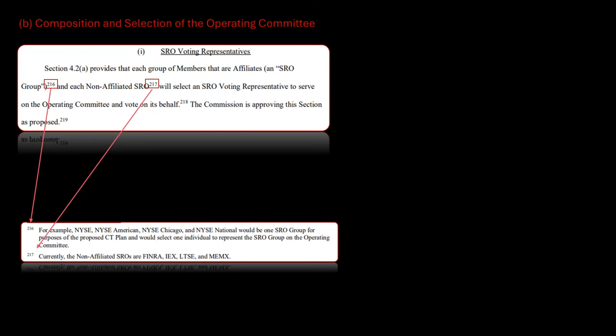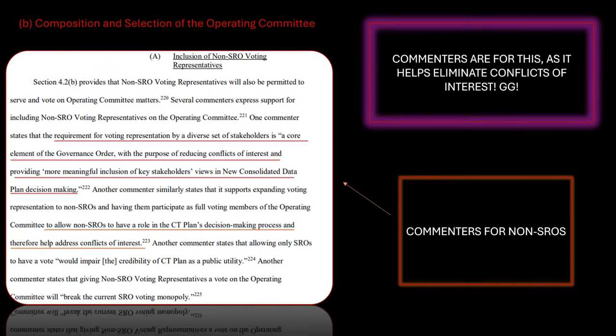Supernote 216 gives examples of SRO groups on the operating committee, which is going to be like New York Stock Exchange, NYSE American, Chicago, National, things like that. And then we have the non-affiliated SROs: FINRA, IEX, LTSE, and MEMX.